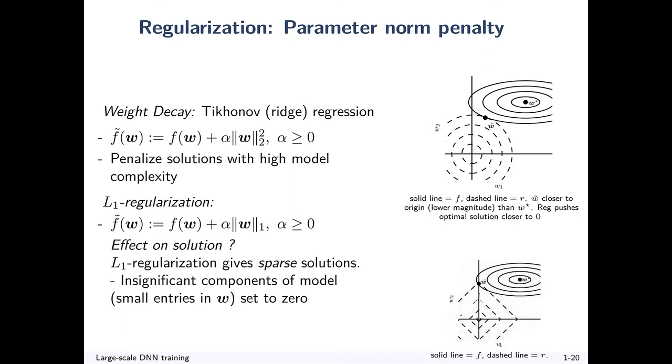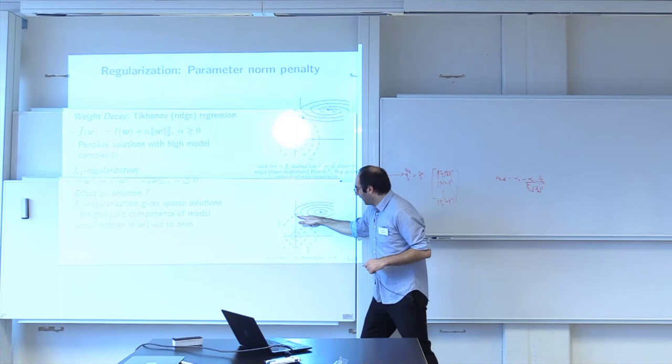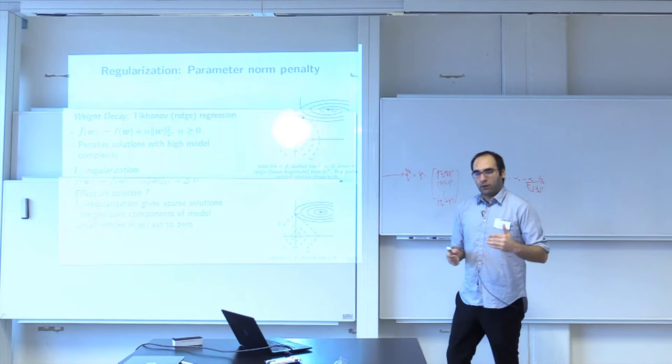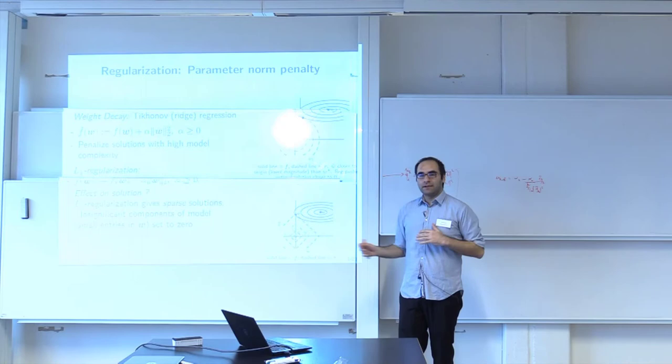Again, I've used the same example. So these black contour lines are the function f of W without regularization. W star is the optimal solution without regularization. And now the contour lines of this alpha times the L1 norm of W actually look like that, because this is an L1 norm. The L1 norm has this sort of rectangular or diamond shape. And the point where these two lines meet is actually here, because of the shape of the L1 norm. So the point that is the minimum of the sum of these two functions is going to be here in this example.